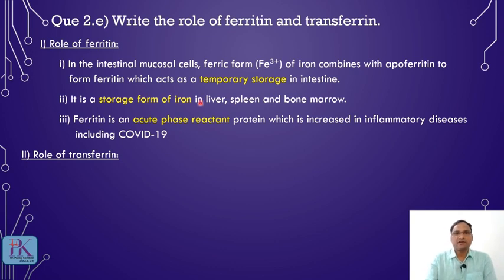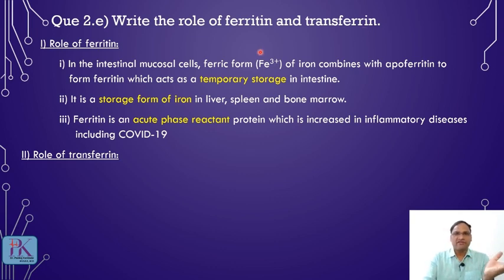Okay, so these are the roles of ferritin. First, remember that ferritin is a storage form, and transferrin, as the name suggests, is a transport form. It transports the iron. So transferrin is a transport form, and ferritin is a storage form.